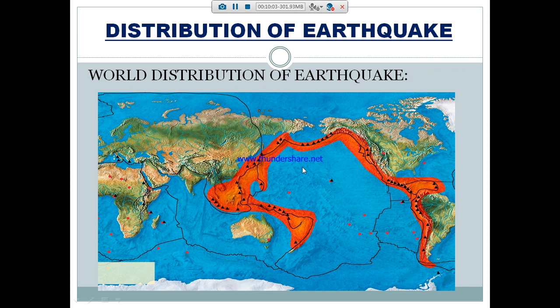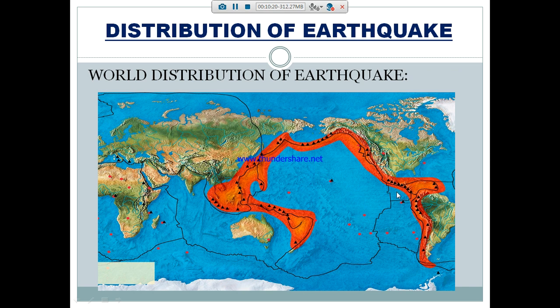So what is this? This is called the Pacific Ring of Fire. That means wherever earthquakes and volcanic eruptions occur mostly, that area.